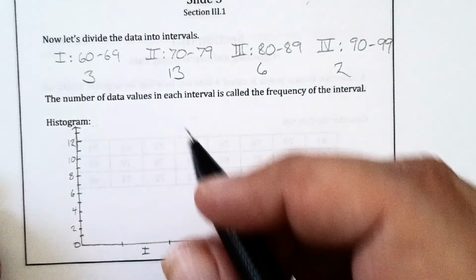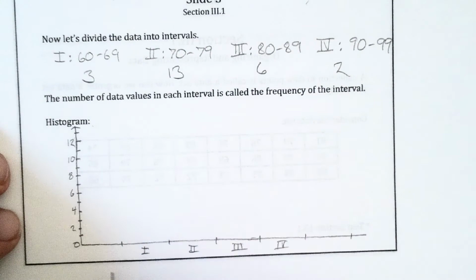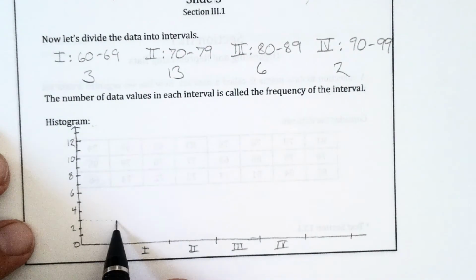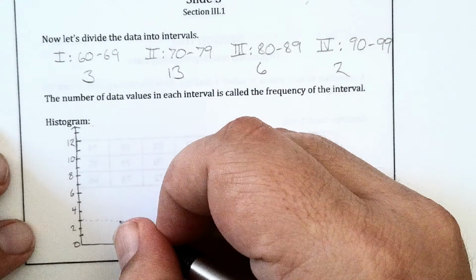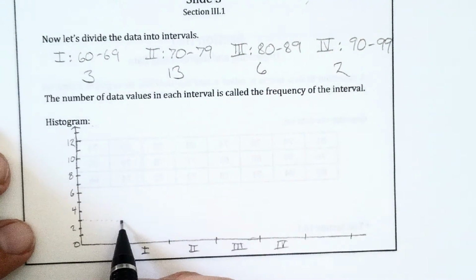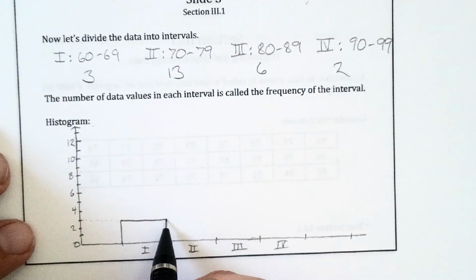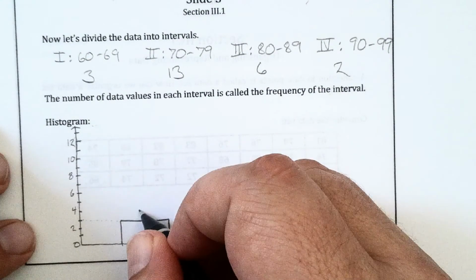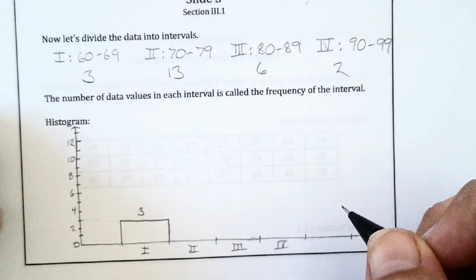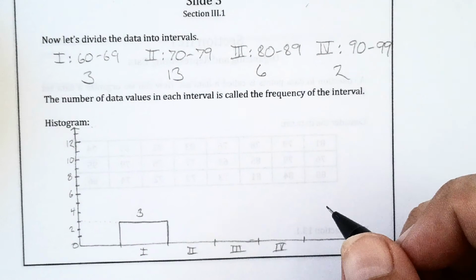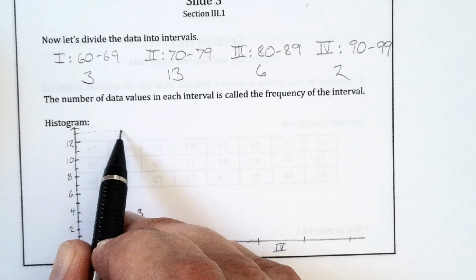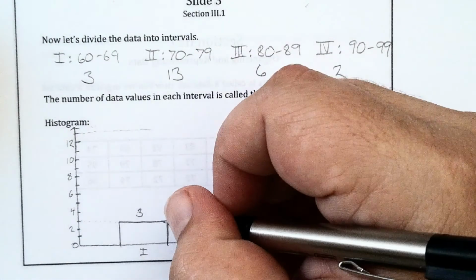Now I just draw a rectangle of the appropriate height for each interval. The height is determined by the frequency. I'm going to put some little dotted lines. This is just to help me draw. It's not really part of the final picture. So this is 3. And then interval 2 goes up to 13.